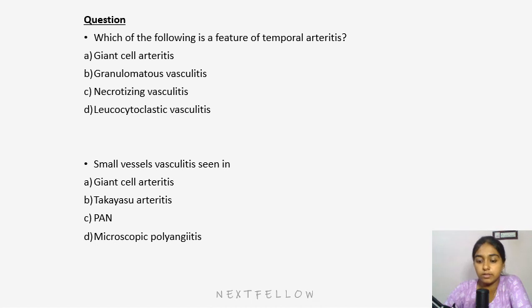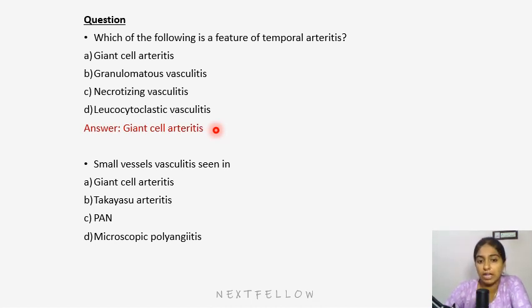So coming to questions, which of the following is a feature of temporal arteritis? So what do you mean by temporal arteritis? It is a large vessel arteritis. So it's a giant cell arteritis, okay, and it is also a granulomatous vasculitis. It's not a necrotizing vasculitis or leukocytoclastic vasculitis. So the answer is giant cell arteritis.